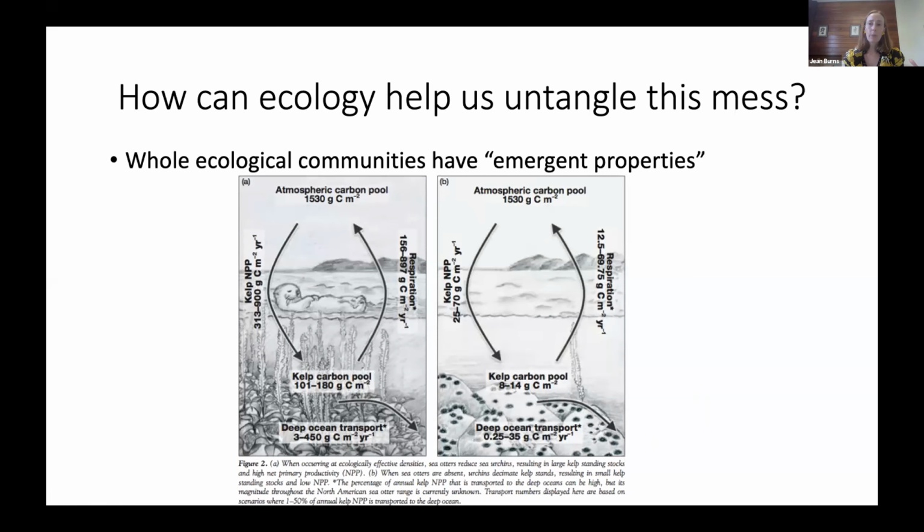But if you understand all of the players as a whole, if you measure carbon sequestration as a whole, you can get at this emergent property of carbon sequestration. Well, what does this have to do with plants and their diseases?